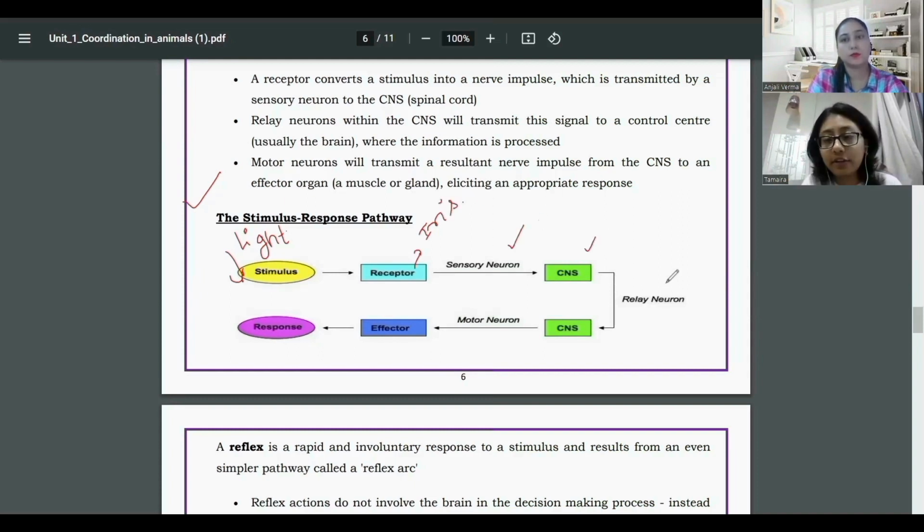Then there are relay neurons present in your central nervous system, which send the information from one to another, and then it goes to motor neurons, which cause your pupils to become smaller in order to adjust to the amount of light that is coming in, and then that's your response. And then sometimes you blink, and that's the response. You blink your eyes. That's the response. Very good, Tia.